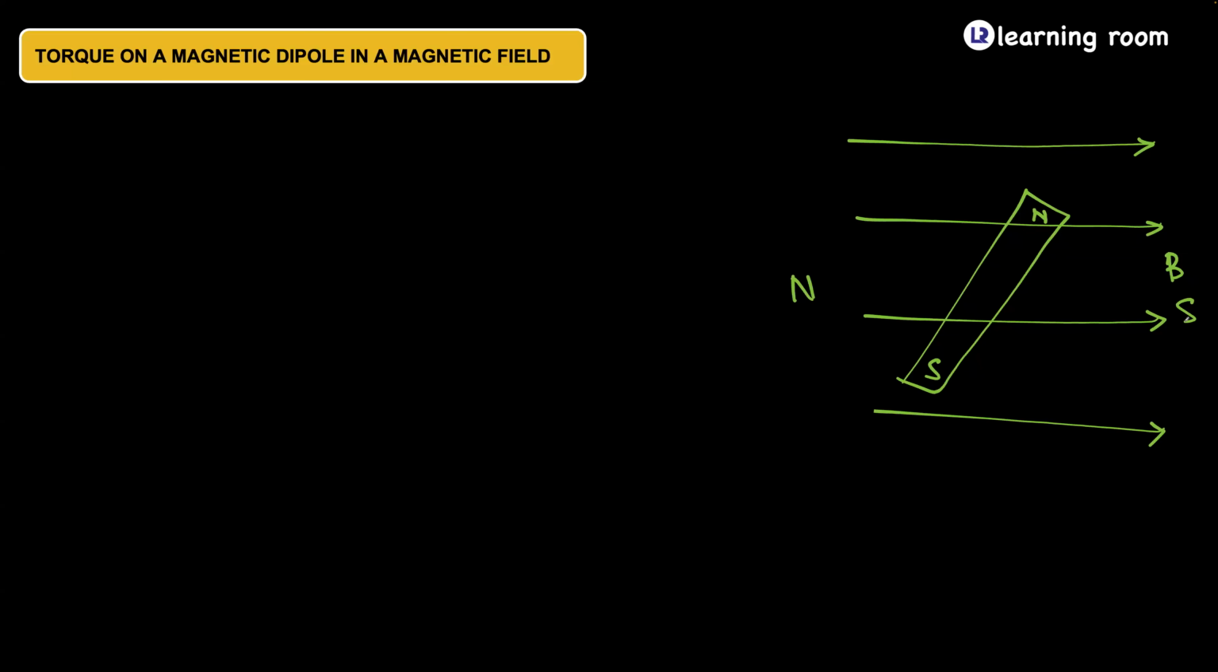Then what will happen? This north pole will start experiencing a force in which direction? It will experience a force in the rightward direction, and the south pole will experience a force in the leftward direction, right? So if this force is F, this force will also be F. Basically, how much is that force going to be? Force experienced by the north pole will be equal to the pole strength of the north pole multiplied with the magnetic field. Similarly, force experienced by the south pole is going to be pole strength of the south pole multiplied with the magnetic field. But they both are in opposite direction.